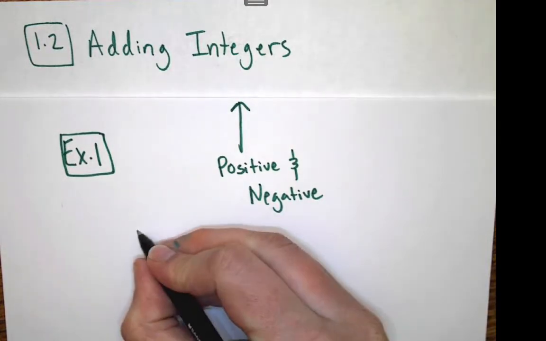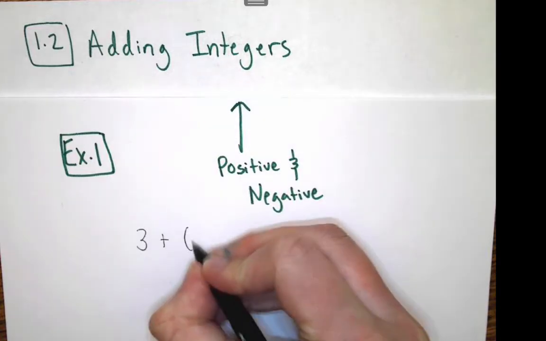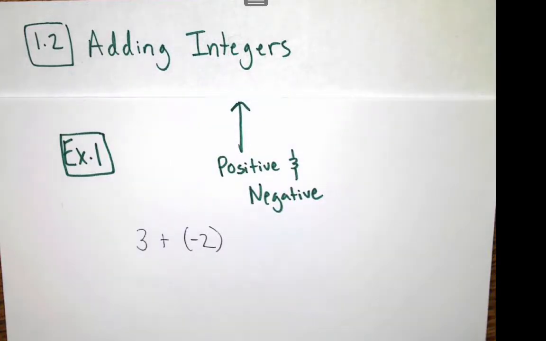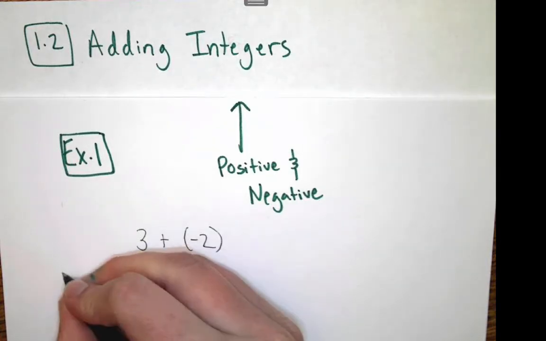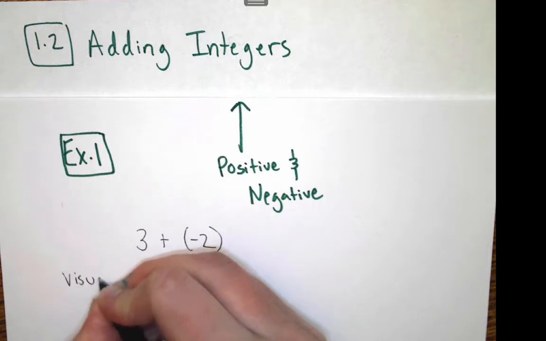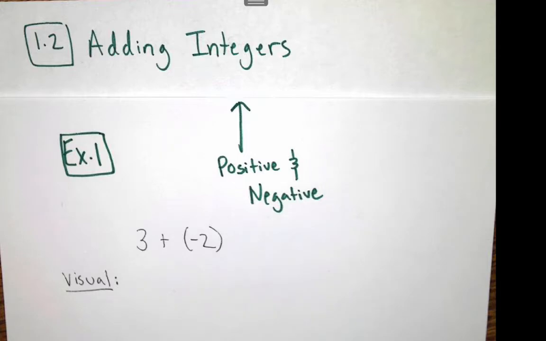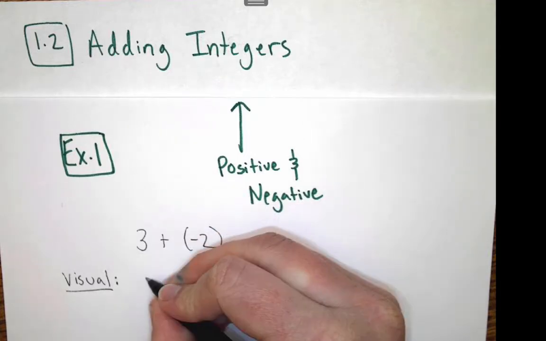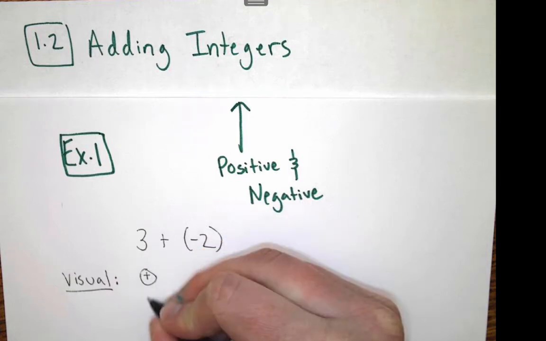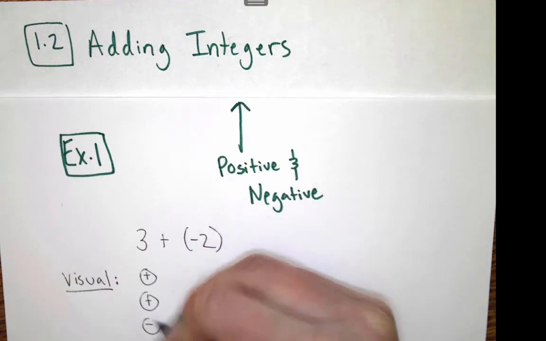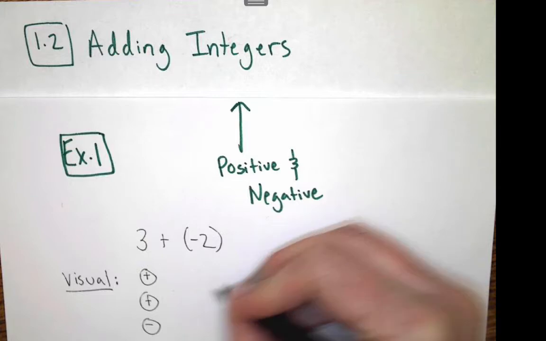We're going to do 3 plus negative 2. And to add 3 plus negative 2, I like to see it as a visual first. So let's practice just seeing what it looks like. Because for some of us, it's hard to even picture what that means. 3 plus negative 2 means we have 3 positives. We have 1, 2, 3. But it also means we're adding 2 negatives.